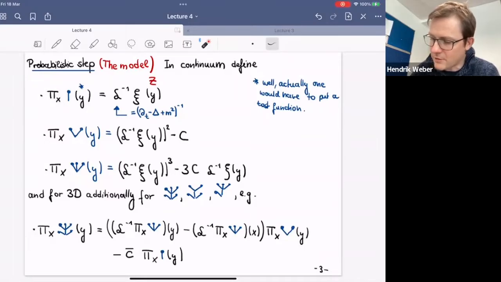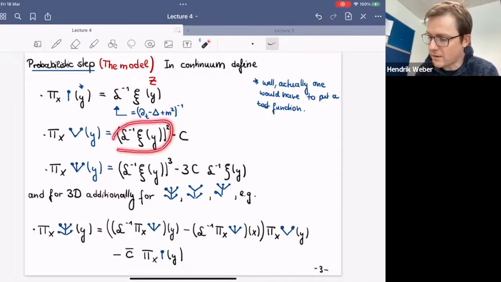And I should also say that here I'm evaluating things at y, and in reality, you have to really put a test function here in order to make sense of this. But in reality, we're always going to deal with a particle approximation where we can evaluate things pointwise. So I'm actually allowed to do that. Okay. And so this is the second object that we had.